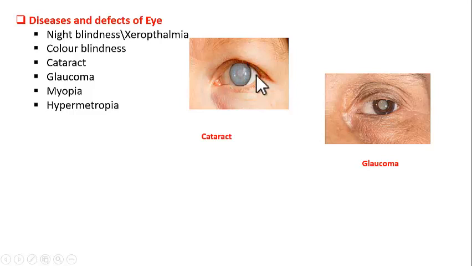Students, there are many diseases and defects associated with our eye, but only the important ones are given in our textbook. They are night blindness, color blindness, cataract, glaucoma, myopia and hypermetropia. So the first four ones are the diseases and the last two ones are defects. Let us see what they are briefly.